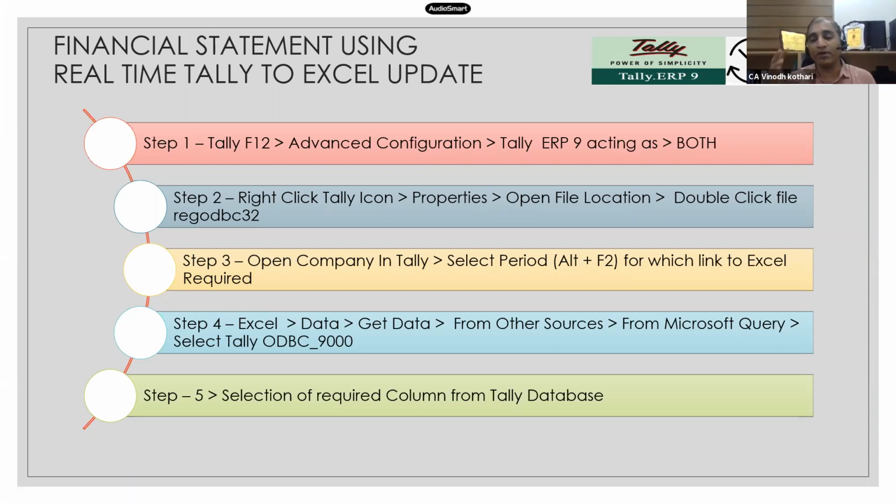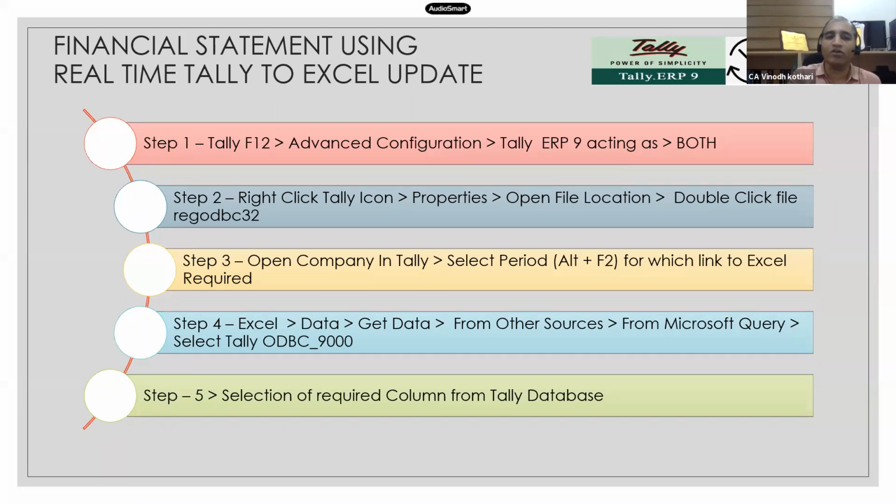For the purpose of linking Tally to Excel, we need only 4 fields from all the hundreds of databases and fields. One is the ledger name, second is the ledger group, third is the ledger parent group, and fourth is the closing balance. These are the 4 details we require. We have to extract them from this Tally database, and that is what we are going to show you how to do.